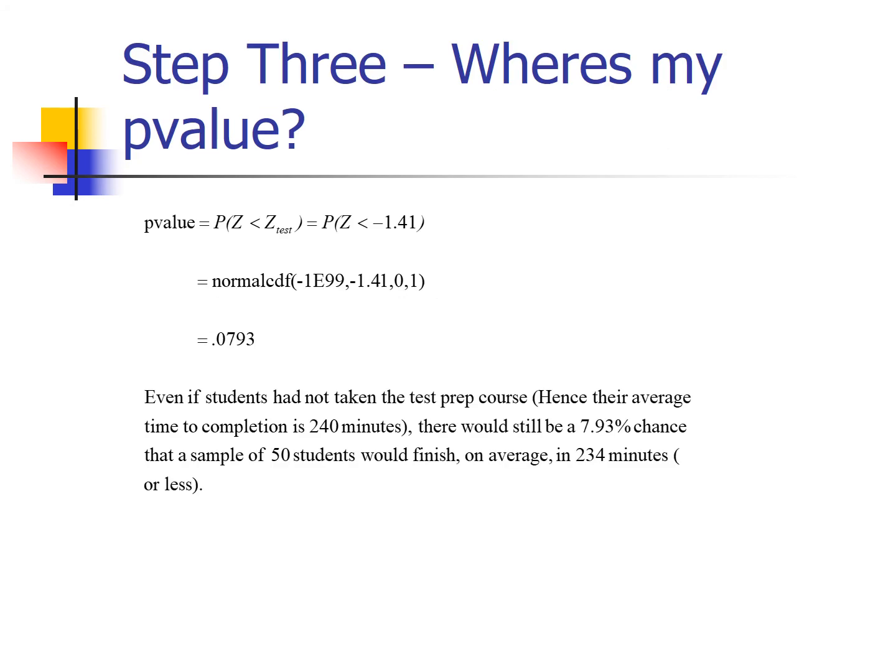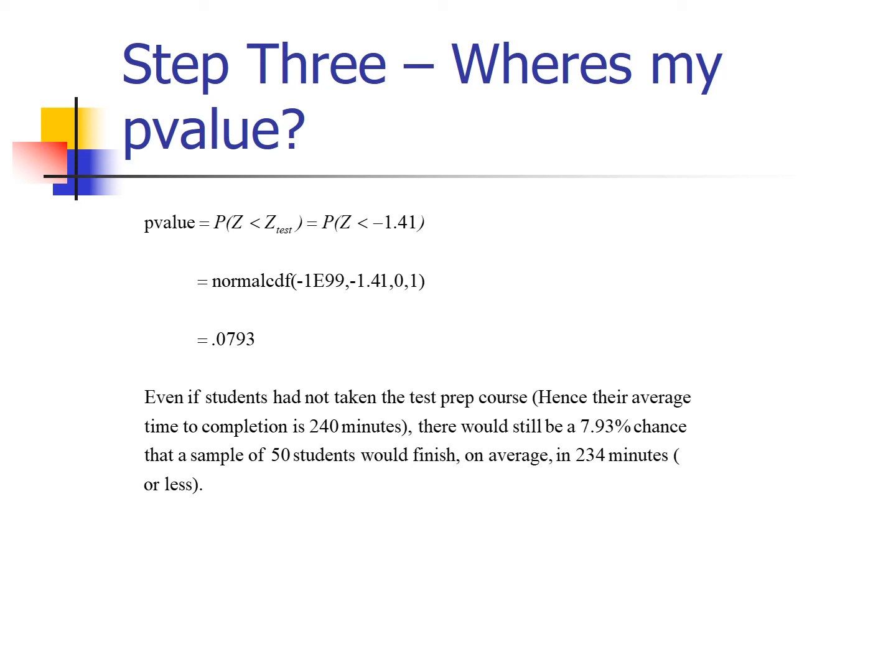The p-value, the probability that z is less than z test, less than because of the alternative hypothesis. The alternative hypothesis was that mu was less than 240, so my p-value is going to be the probability that z is less than the test statistic. That is, the probability z is less than negative 1.41. Again, z is just a normal random variable, mean of 0, standard deviation of 1.